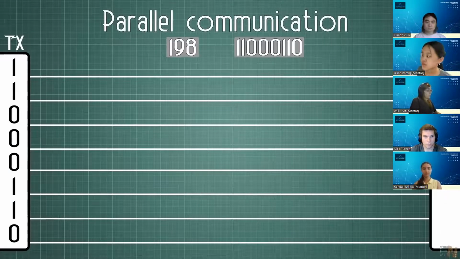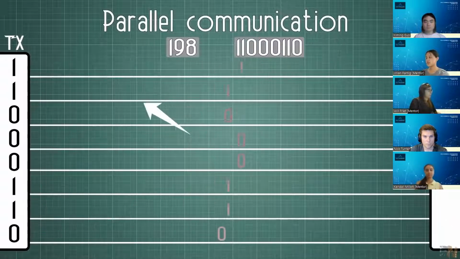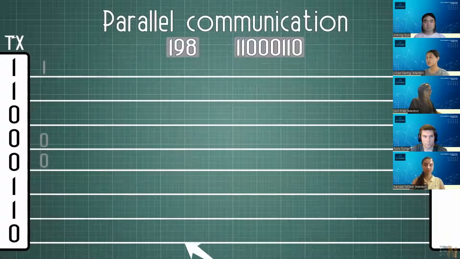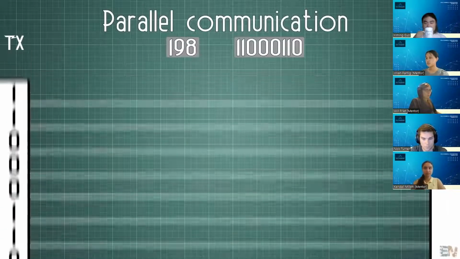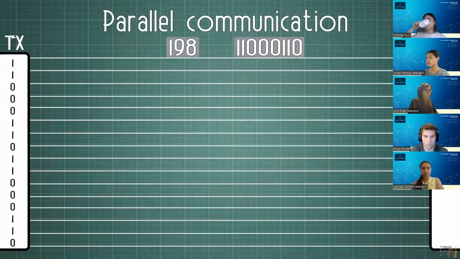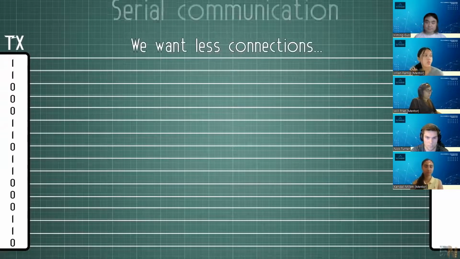This is called a parallel communication. The downside of this kind of communication is that we have to use 8 connections plus the ground reference, so a total of 9 cables. But this is for 8 bits. Imagine that you want to send a 16 bits data. In that case, we will need 17 cables, and usually we want fewer connections.